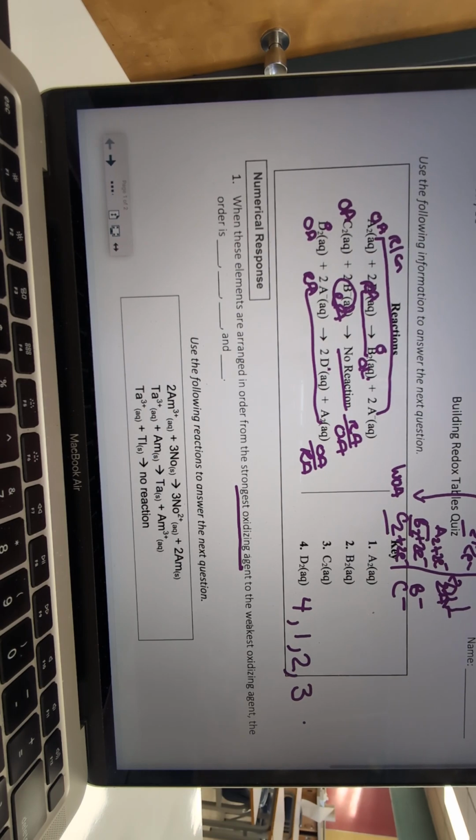With these diploma questions, do be careful because it's not always going to be asked from strongest to weakest. It could be from weakest to strongest, or instead of the oxidizing agent, it could be asking you about the reducing agent. I hope you find that helpful. I will do one more example in the next video with this next question down here, just because it's, I think, helpful to see more than one when you're building tables.